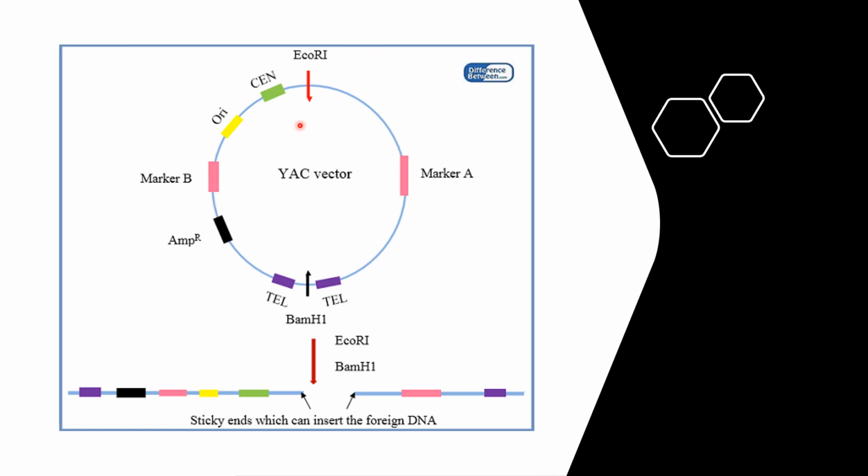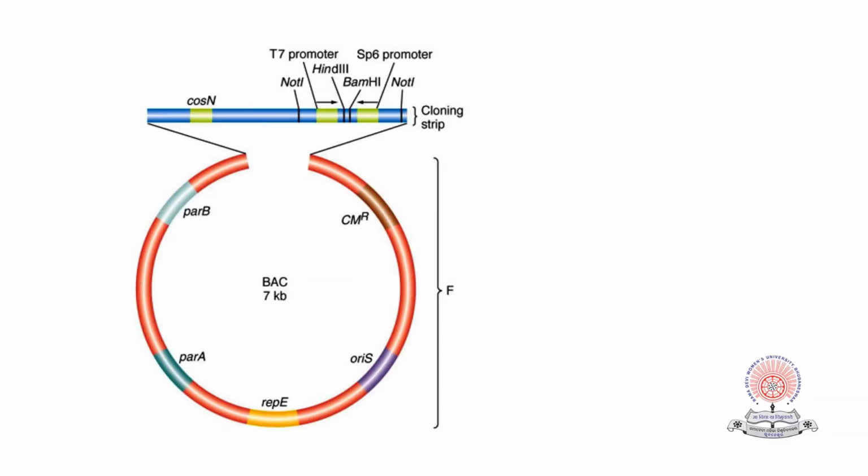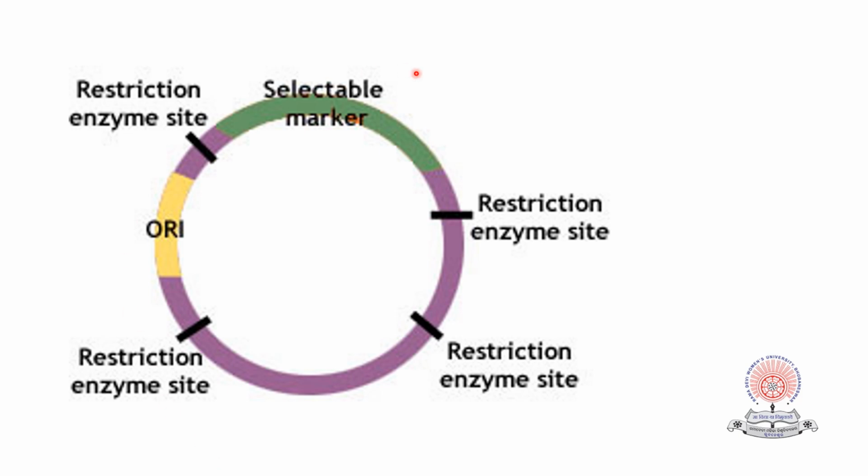This is the yeast artificial chromosome. This is a high capacity vector, and the markers are used to isolate the transformants. This is also a high capacity vector, the bacterial artificial chromosome, and here also there are the marker genes which help in the selection of the transformants. This is a plasmid vector, and again you can see the selectable markers that help in the selection of the bacteria which are transformed with the recombinant DNA that was prepared in the previous step.